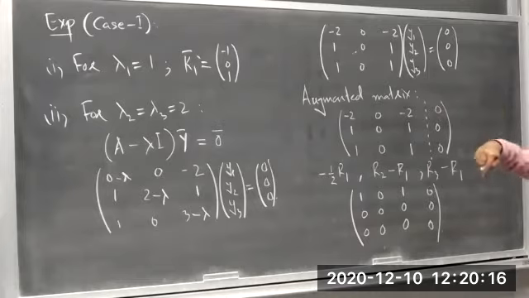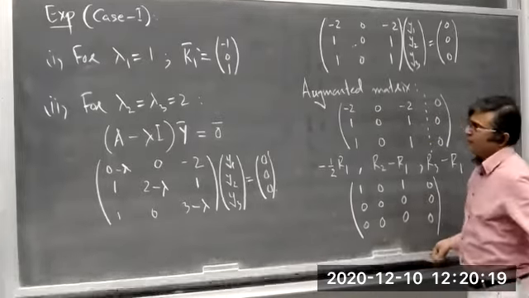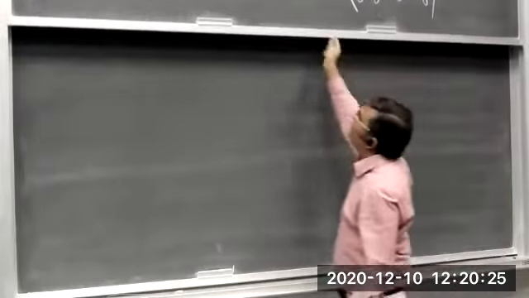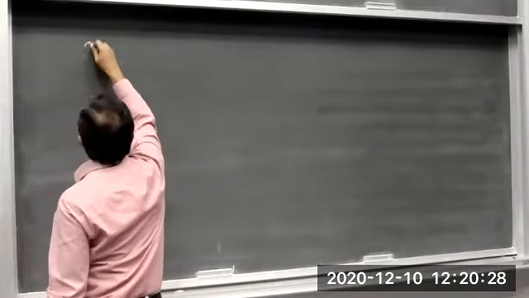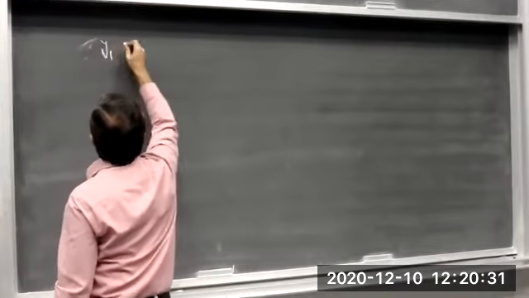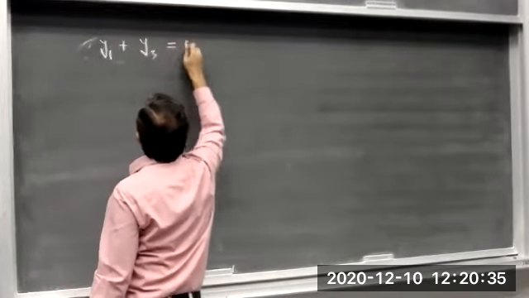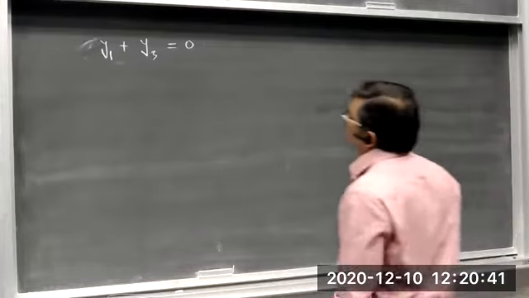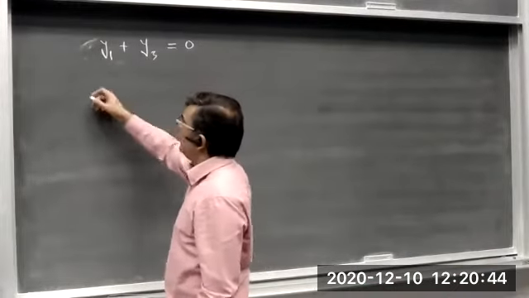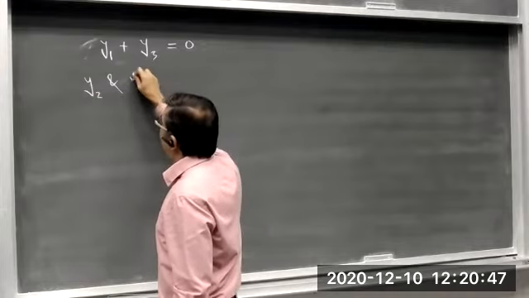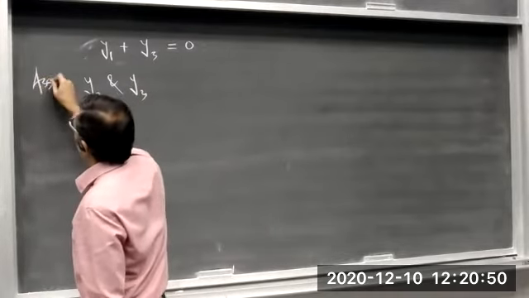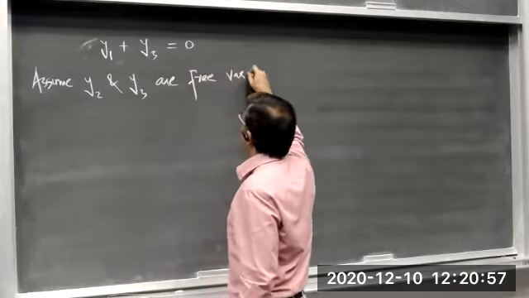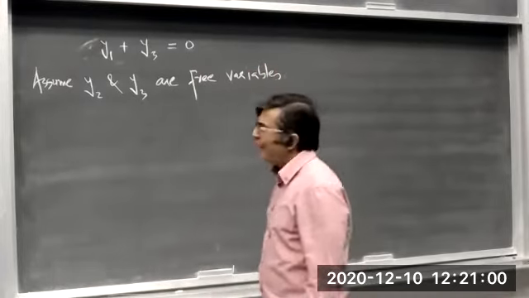Now we can write back the linear system from this augmented matrix in order to solve this system. If we write back the linear system, what would we obtain? We obtain y1 plus y3 is equal to 0. This is all we have got from that linear system. Now, you can see that there's no y2. So y2 and y3, we assume that y2 and y3 are free variables.